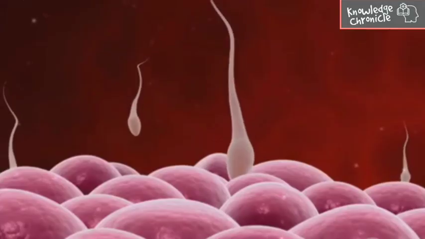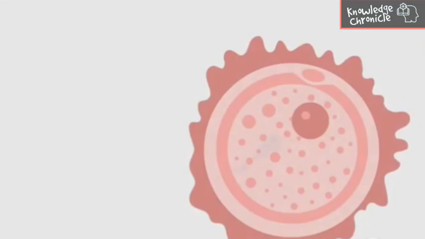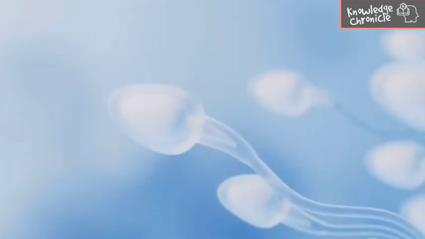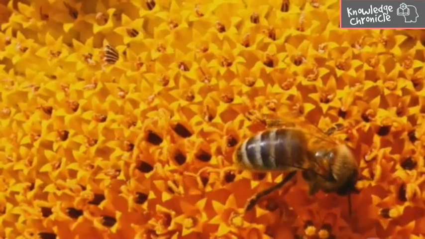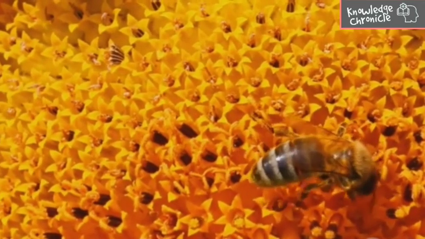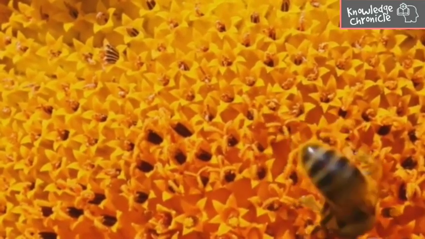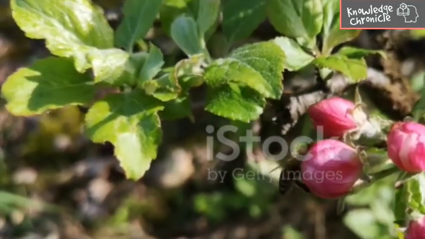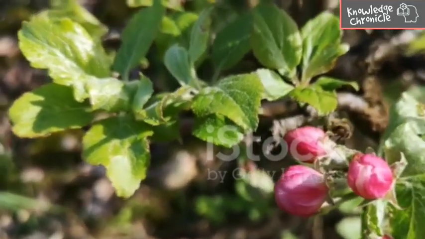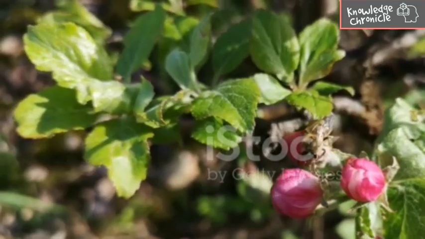2. Gamete transfer. For fertilization to happen, gametes need to meet. This is where gamete transfer comes in. In animals, male sperm is transferred to the female reproductive tract, often through copulation. In plants, pollen is transferred from the anther to the stigma, often with the help of wind, water, or pollinators like bees. In flowering plants, the transfer of pollen is called pollination, which can be self-pollination or cross-pollination.